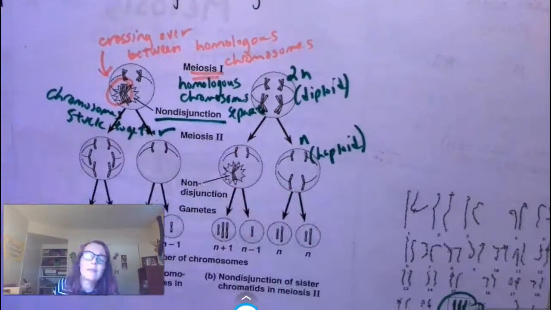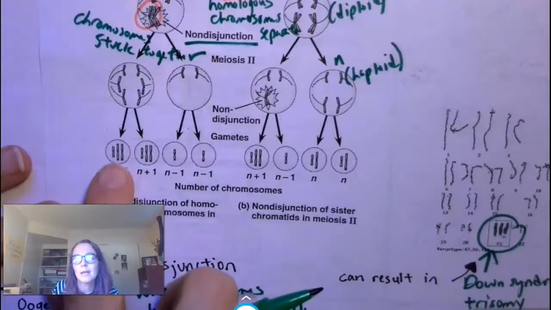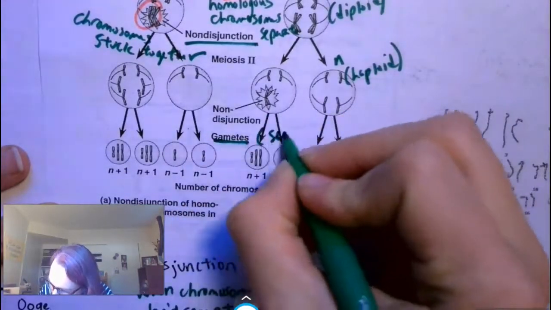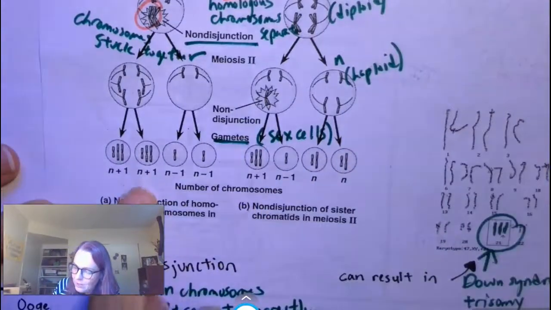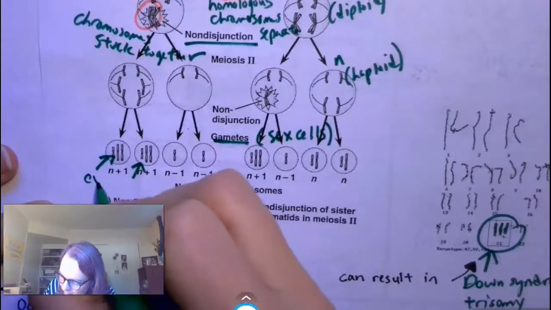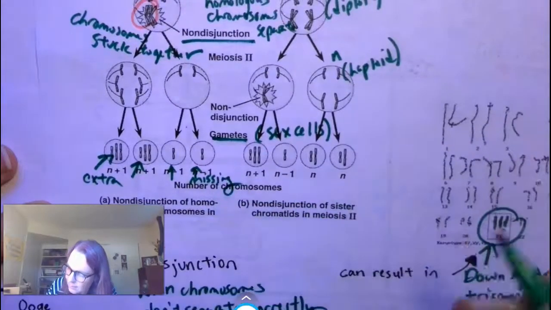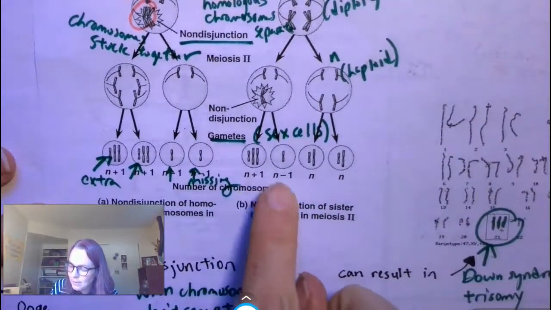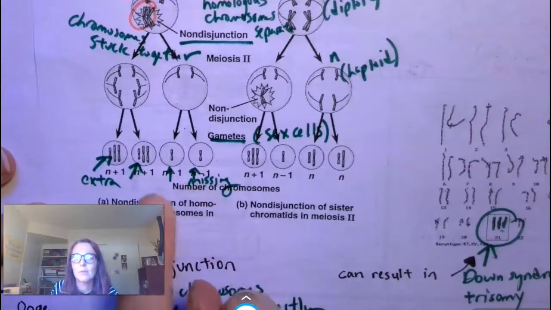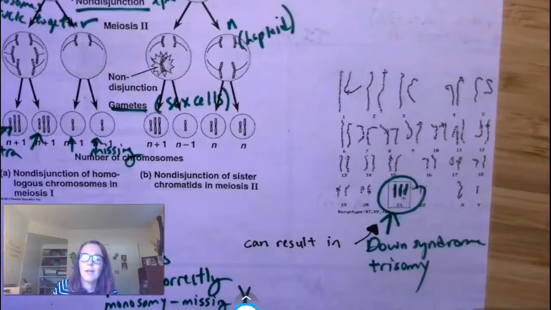If we follow the rest of meiosis through in non-disjunction, if chromosomes get stuck together, some sex cells will have extra chromosomes, because remember, gametes is a fancy word for sex cells. Some sex cells will be missing chromosomes. This says extra, this says missing chromosomes. So if you have extra chromosomes from these sex cells, when the sperm and the egg unite and form an offspring, this offspring can have extra chromosomes.